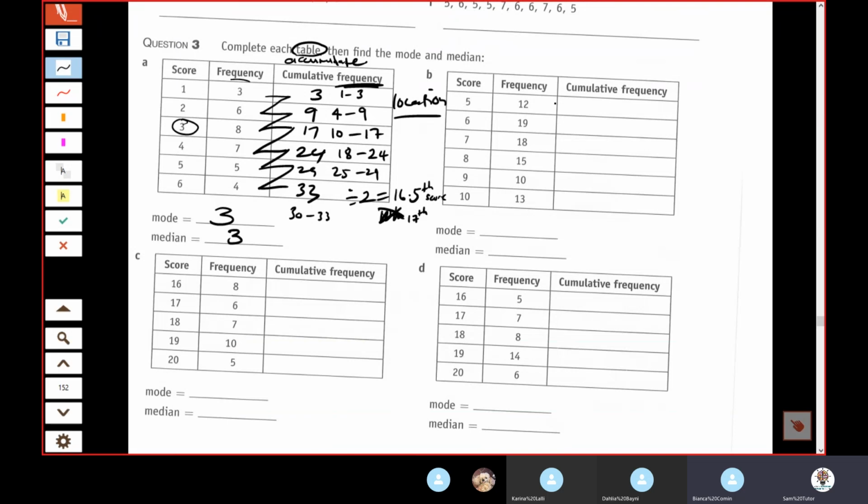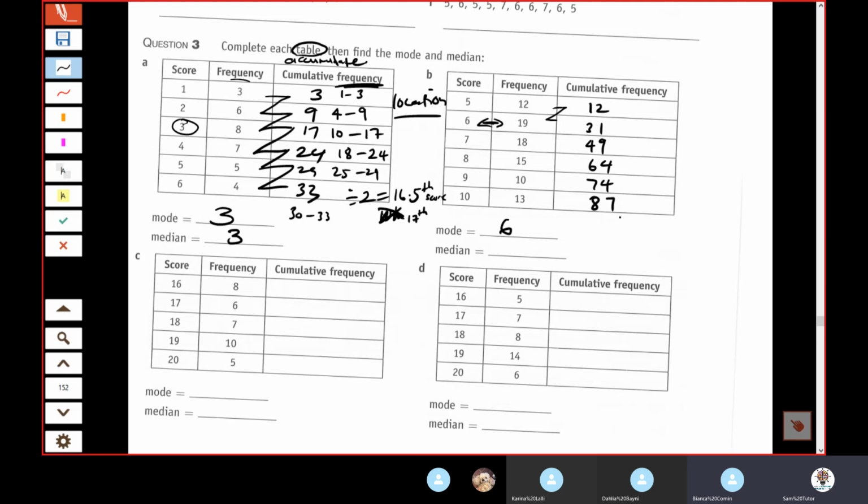So again, cumulative frequency, you start with 12, then you just keep adding. 12 plus 19, 31. 31 plus 18, 49. 49 plus 15, 64. 64 plus 10, 74. 74 plus 13, 87. Again, to find the mode is the most occurring. Which one occurred the most? Frequency, 12, 19, 18, 15. This one occurred the most, so my mode is 6.